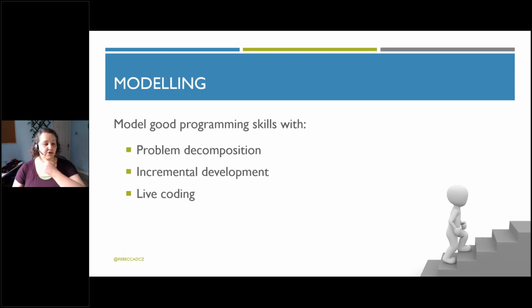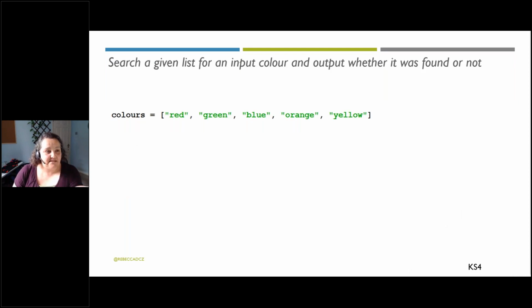The example I want to show you, I'm going to show you reasonably quickly because I talked too much and we've only got 15 minutes left. This is the Key Stage 4 example, but I want to show you what I mean. Given this question: search a given list for an input color and output whether it was found or not. Now, Key Stage 4, this I would not teach to an early programming class. I would teach this in a GCSE class, but I would encourage them to take this approach.